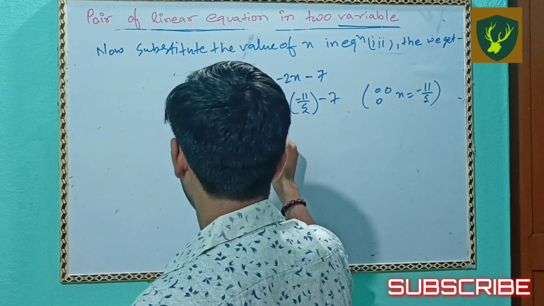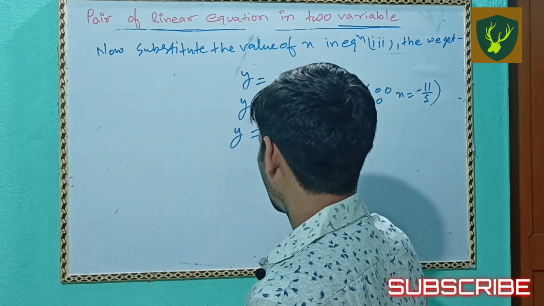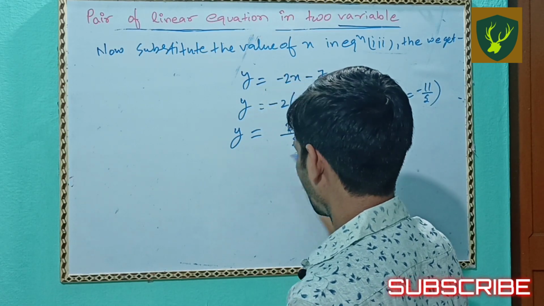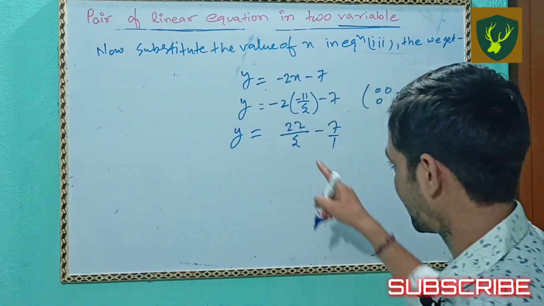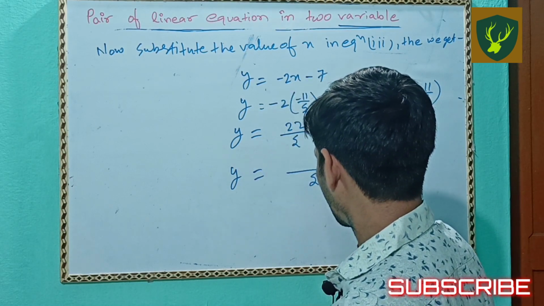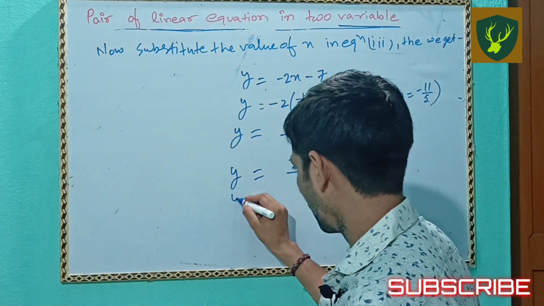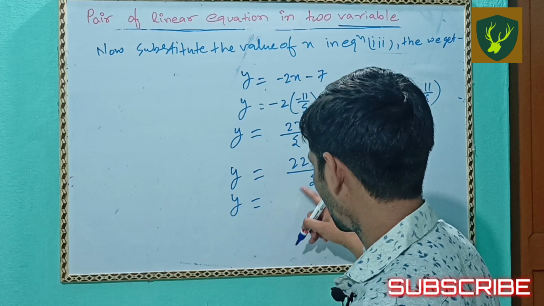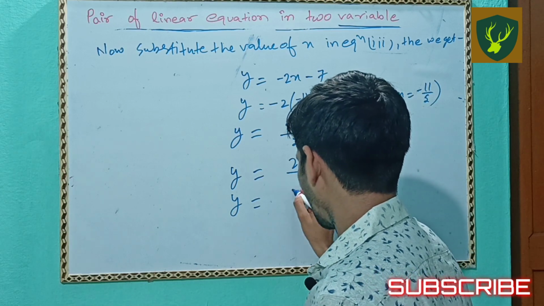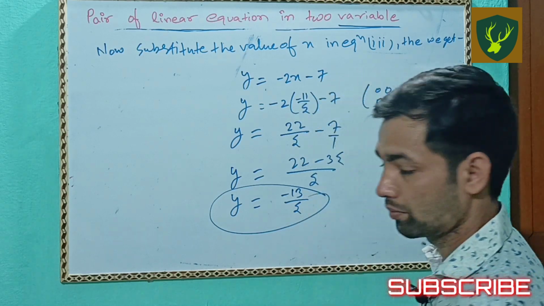Okay, now solve it easily. -2 times -11 is plus 22, over 5, minus 7. If we take the LCM of both the denominators, y equal to 22 over 5 minus 7, which is 35. Y equal to, we will solve both the terms, 22 minus 35 over 5, it will be -13/5, and the resultant value of y will be -13/5.